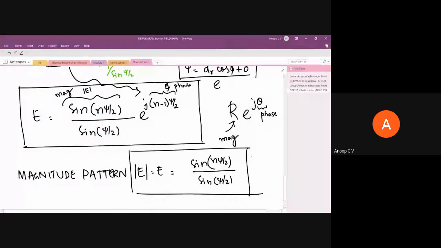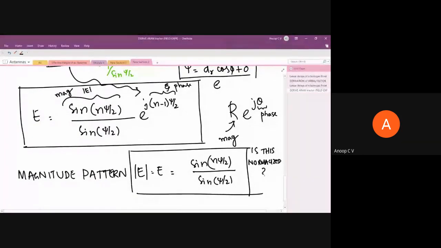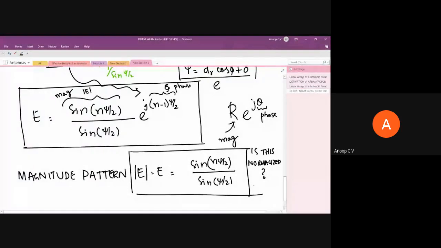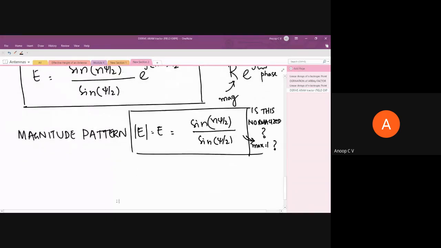Now my question is this: is this a normalized pattern? Is this normalized? It's my question. That is, the maximum value of this is equal to 1 or what? Whether the maximum value of this is 1. That is my question, right? You can answer it later. You can think it through. So this is a magnitude pattern, and the phase pattern.